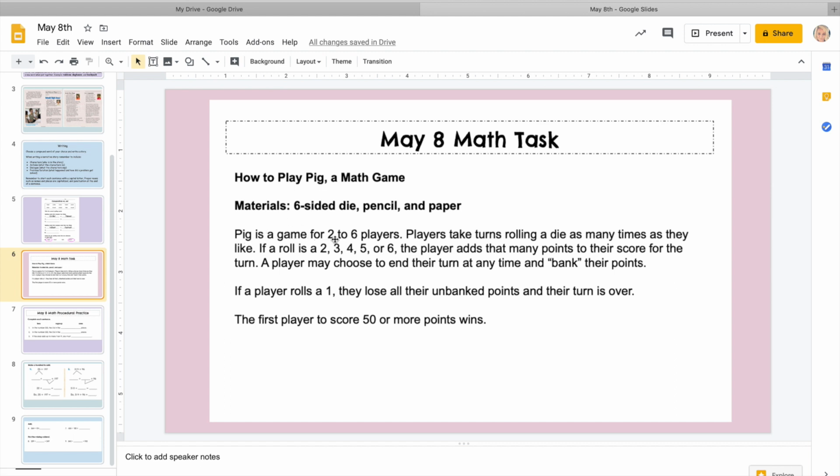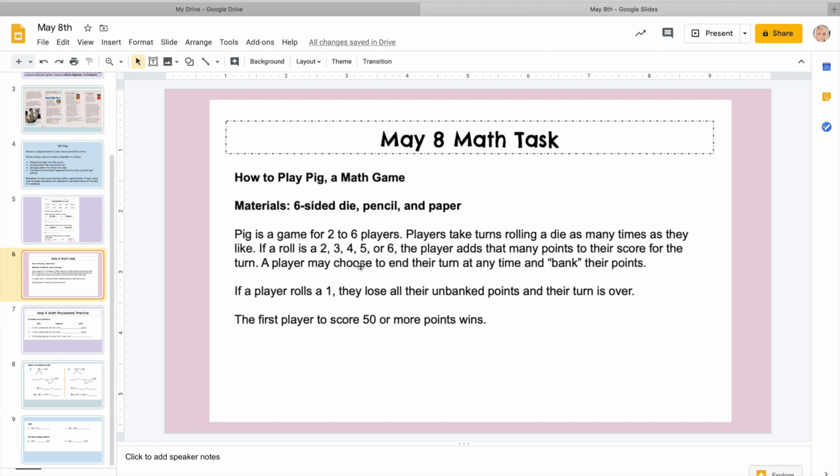Pig is a game for 2 to 6 players, so this would be a good game to play with your family. Players take turns rolling a die as many times as they like. If a roll is a 2, 3, 4, 5, or 6, so if you're using a dice and you roll that number, the player adds that many points to their score for a turn. But if you don't have the dice and you're pulling out the pieces of paper, again, just using the same rules. If you get a 2, a 3, a 4, a 5, or a 6, that's how many points you're going to add up.